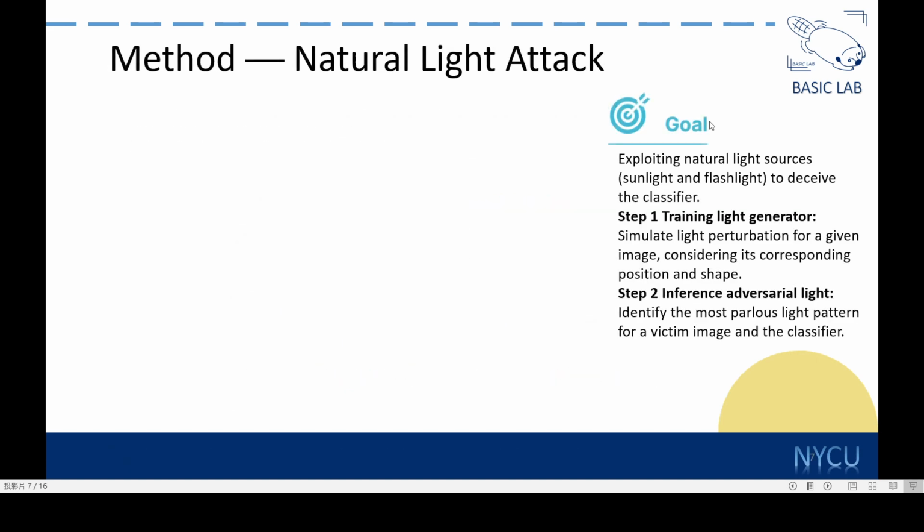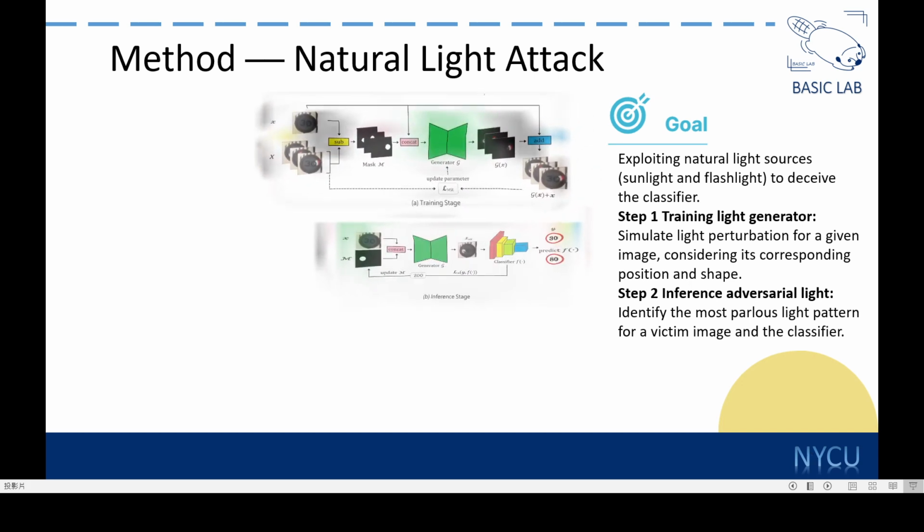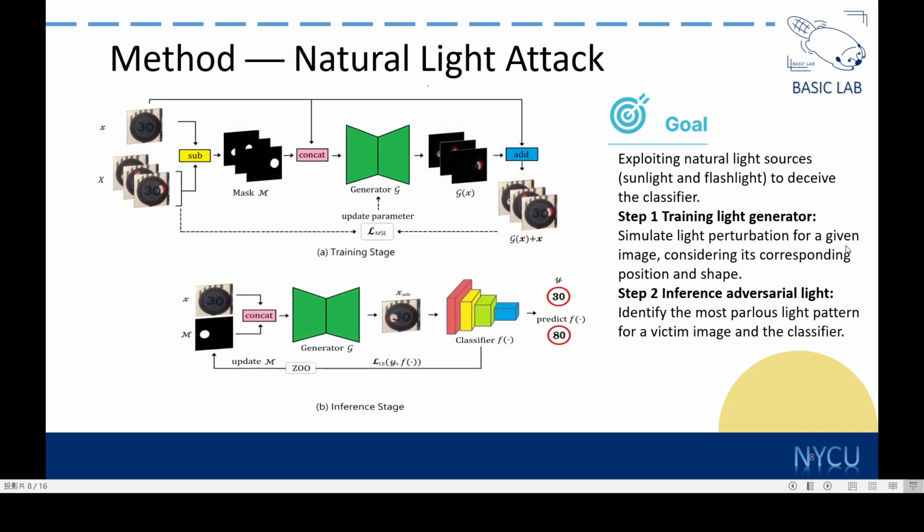So what is the goal of natural light attack? We want to exploit a natural light source to deceive the classifiers. To achieve this goal, we divide our task into two parts, training the light generator and inferring adversarial light. So here's our overall architecture.